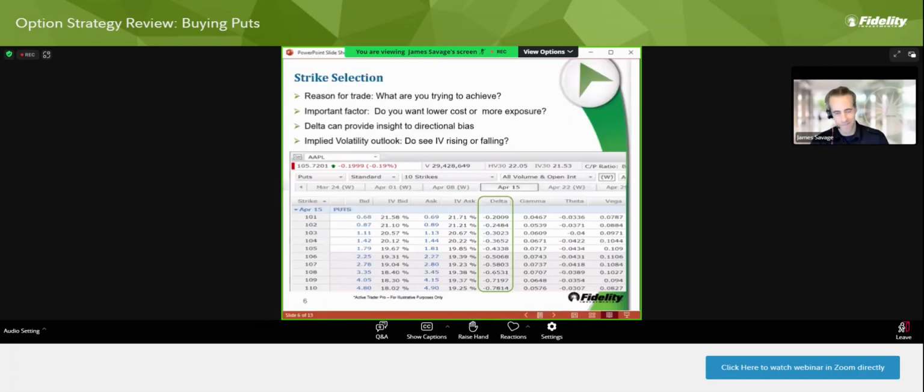Now, not all strikes are created equal. There's going to be some positives and some negatives to the strikes. And your strike selection should also be based, to some extent, on your level of bearishness. How bearish do you truly feel? How low can you go in that stock?